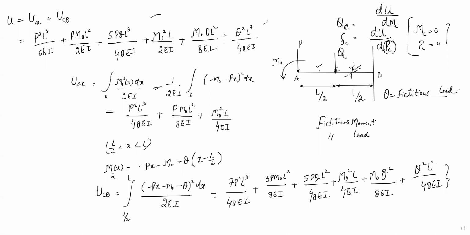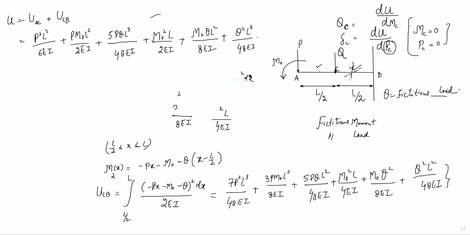Now the things are easy for us because once we know the total strain energy, we'll directly use Castigliano's theorem. Now Castigliano's theorem says, in order to find the deflection at point C, what we have to find?